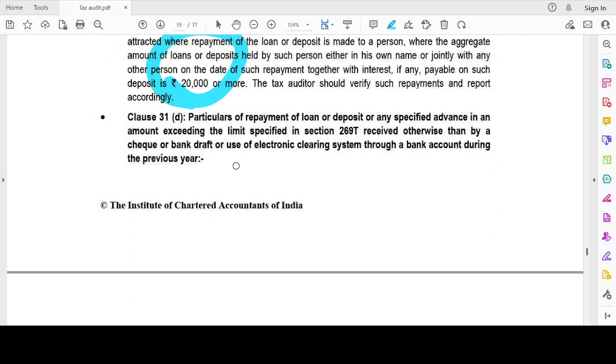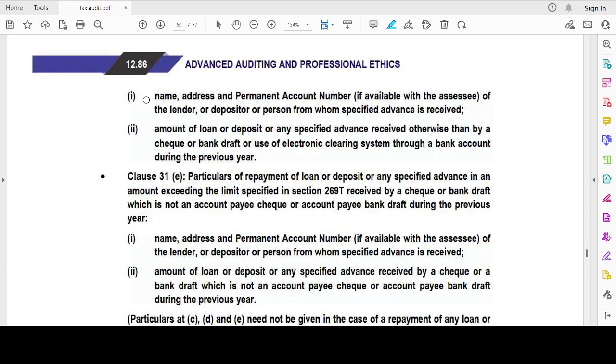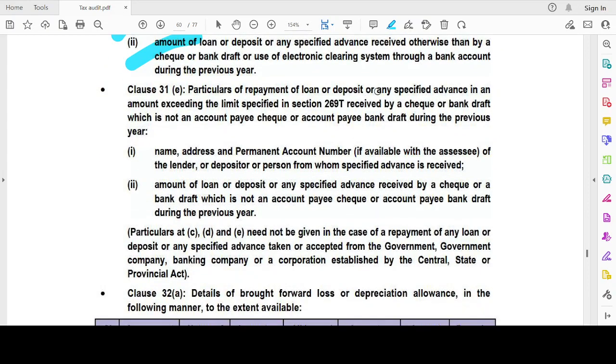Clause 31D. Particulars of repayment of loan or deposit or specified advance in an amount exceeding the limit in 269T received otherwise than by a cheque or bank draft or use of electronic clearing system through a bank account during the previous year. I've received it. Okay, I've received the repayment. I have to specify the name, PAN, and amount of the loan other than by account payee cheque and account payee bank draft. 31E. Particulars of repayment of loan or any specified advance in an amount exceeding the limit specified in section 269T received by cheque or bank draft. It is not an account payee cheque. Similar. Okay, name and then amount.